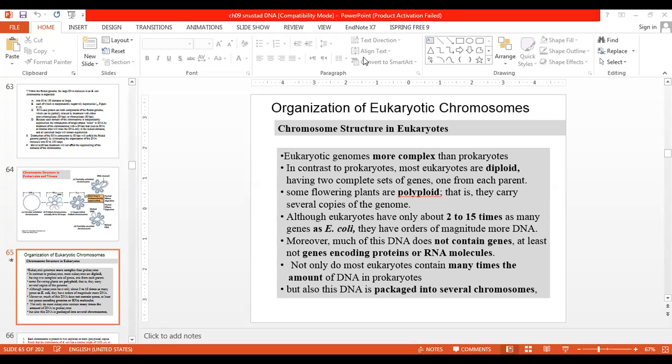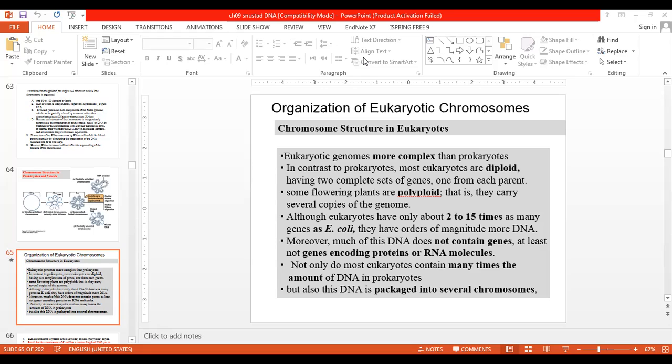Moreover, much of this DNA does not contain genes, because if we describe it, a gene must be a functional unit which may be involved in the production of proteins.